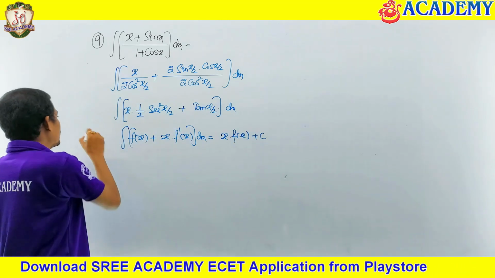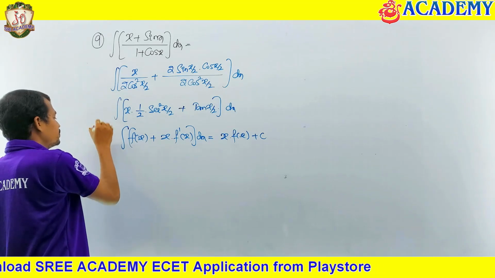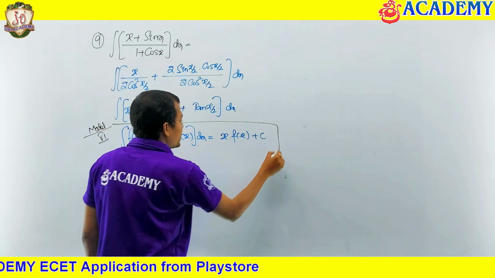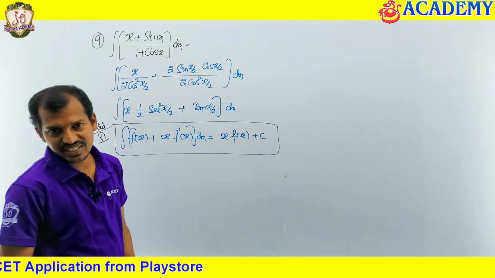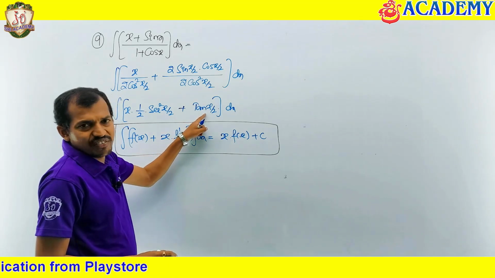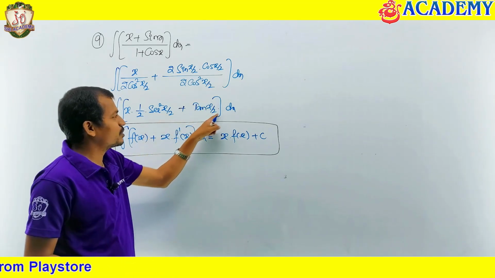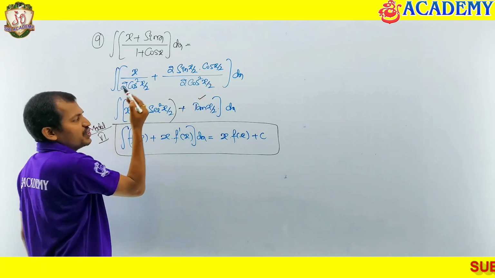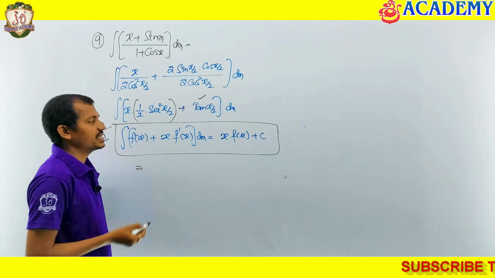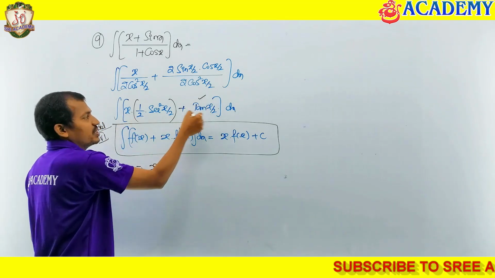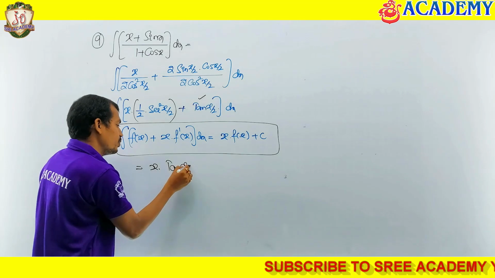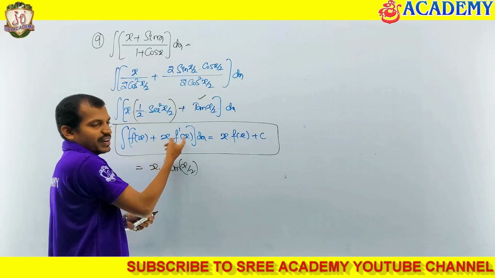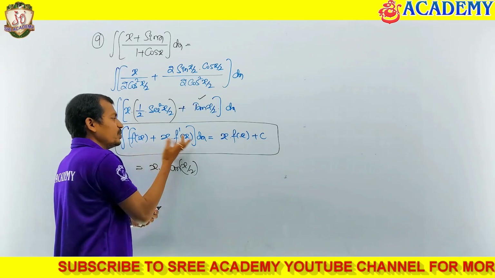I am naming this one more model. That is integral of f of x plus x into f dash of x. Tan x by 2 derivative is secant square x by 2, once again x by 2 derivative is 1 by 2. That is f of x plus x into f dash of x. We can represent this as x into this function tan of x by 2. You have to remember this. You have to identify which is the function and which is the derivative. Function plus x into f dash of x.